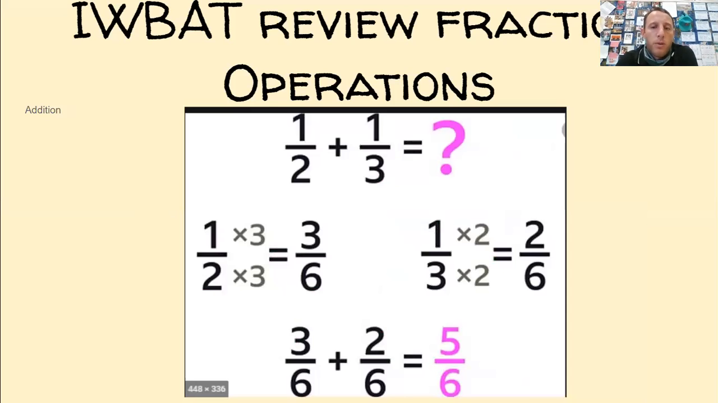Now, addition is a little bit different. We need a common denominator. So we have to have the same bottom number. When I say common denominator, I mean the same bottom number. We can't just add 1/2 plus 1/3. We need to get a common denominator.